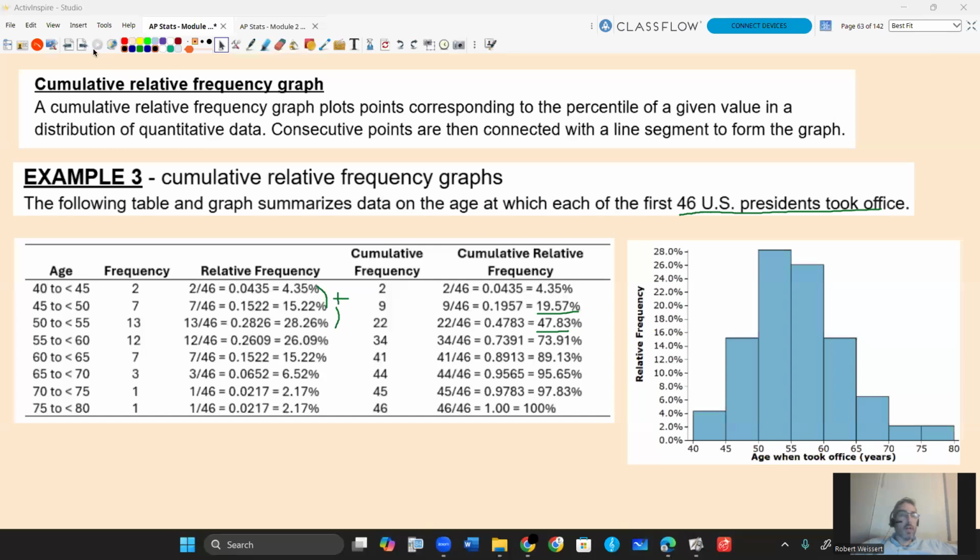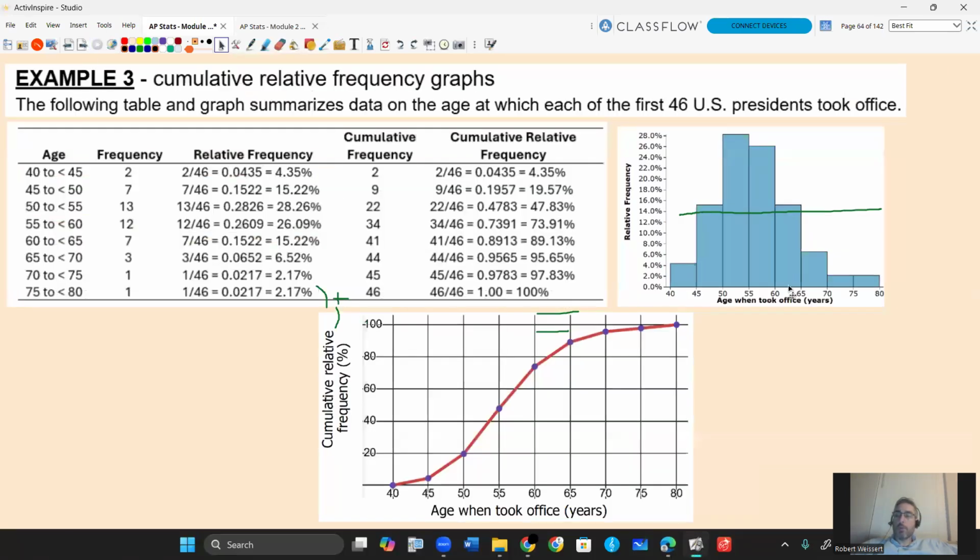So let's answer a couple questions related to that. Before we do that, let's talk about this graph. This is a cumulative relative frequency graph. What it does is it shows you, starting at 40, that's going to be at 0%. And between 40 and 45, that relative frequency rose to 4.35%. So you look on the graph here, and this dot roughly translates to about 4.35%.